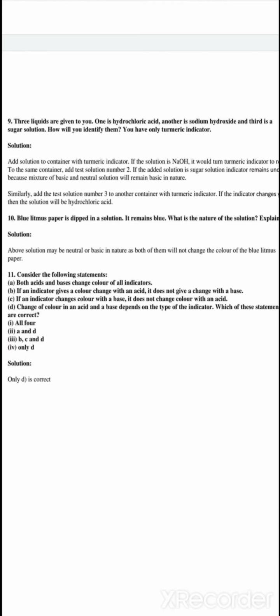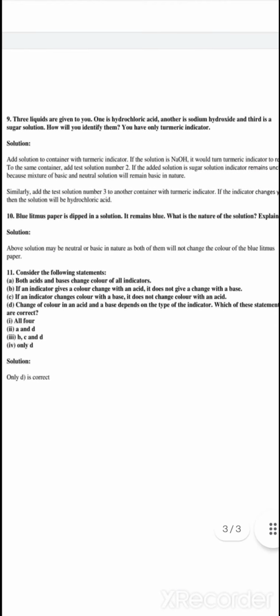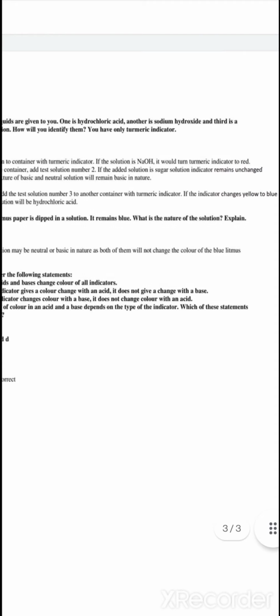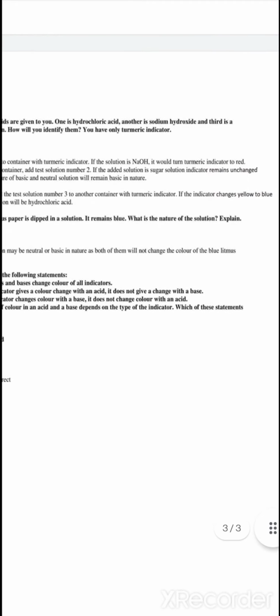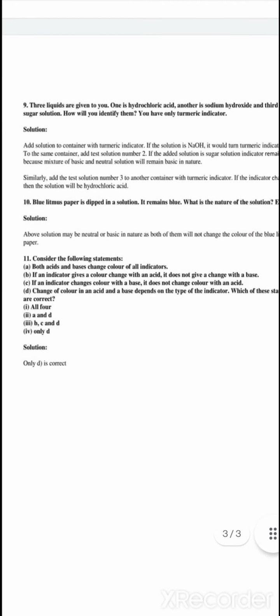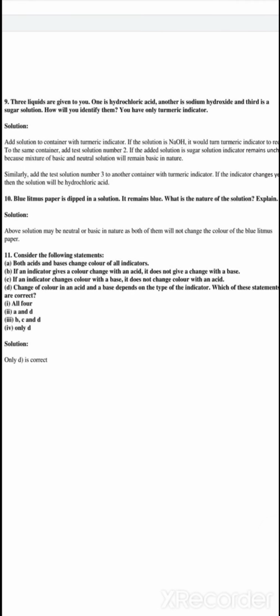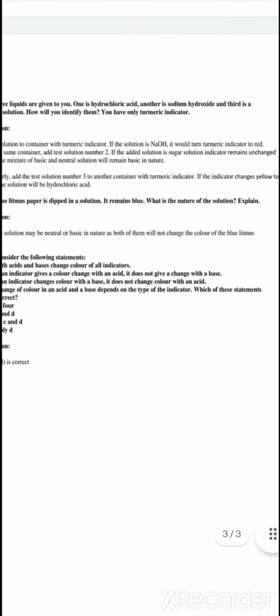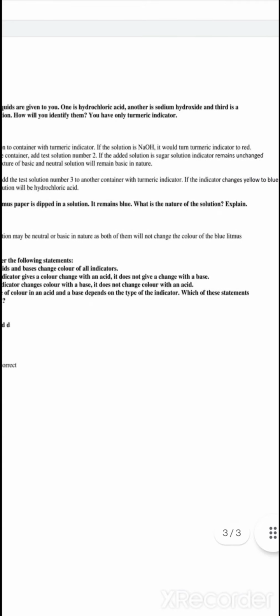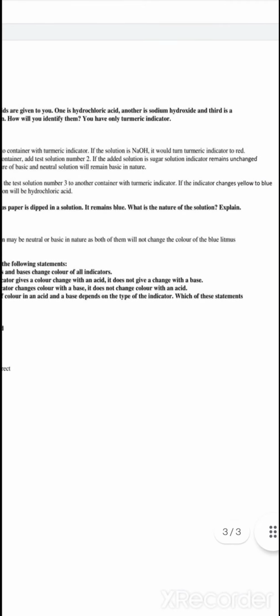Now question number 10, blue litmus is dipped in a solution, it remains blue. What is the nature of the solution? Explain. See that the above solution may be neutral or basic in nature, as both of them will not change the color of the blue litmus paper.